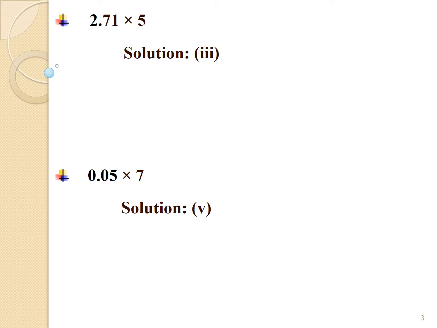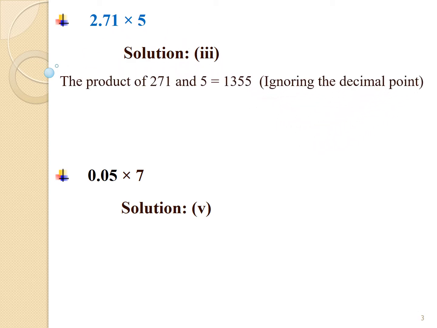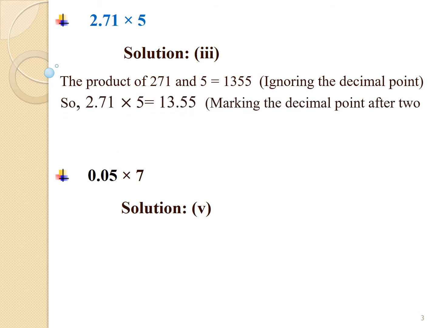Now, let us solve sum number 3. 2.71 into 5. First, multiplying 271 by 5 as a whole number by ignoring the decimal point, we get 1355. Now, placing the decimal point after two digits from the right, as there are two decimal places in the given decimal number 2.71, we get 13.55. So, 2.71 into 5 equals 13.55.